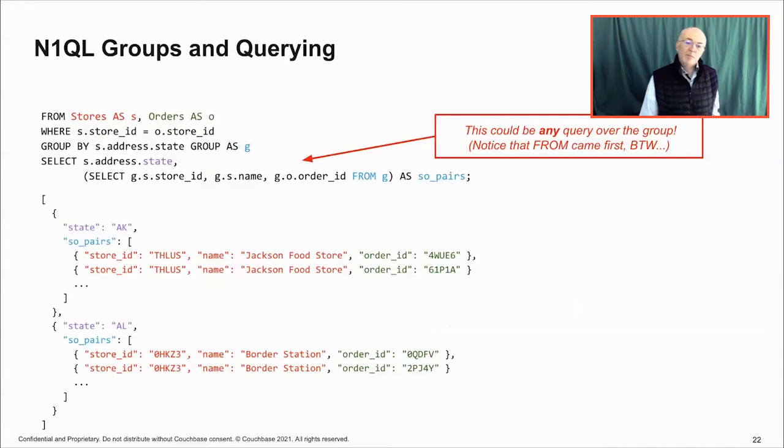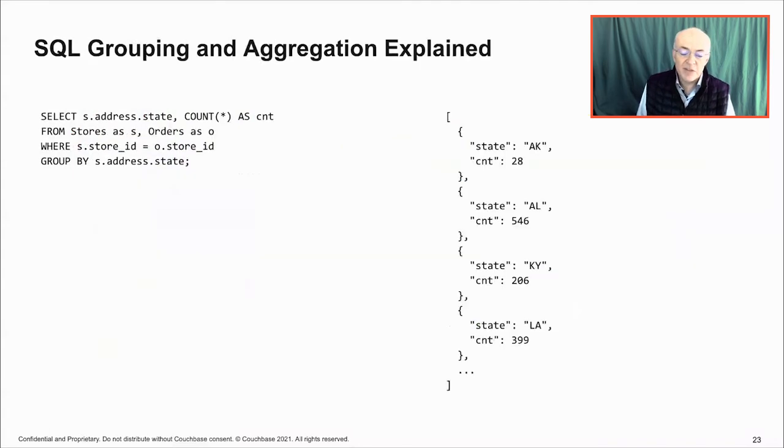With that, there's one very interesting thing also from a theoretical perspective. If you run a grouping and aggregation query in SQL, it looks something like this. We join the stores and the orders, again on the store ID. Then we group by the address state, and then we have a count star, which is a specific aggregate function to give us the number of stores in the state.